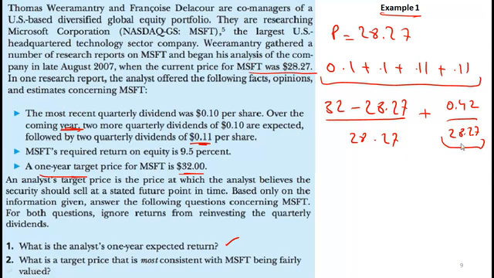How much is the dividend yield? 1.48%. Okay, so let's say it's about 1.5%. So now how do we do the second question? What is the target price that is most consistent with Microsoft being fairly valued? To be fairly valued, you should get 9.5%. Now would that 9.5% include the dividend yield? Yeah, the 9.5% should include the dividend yield.